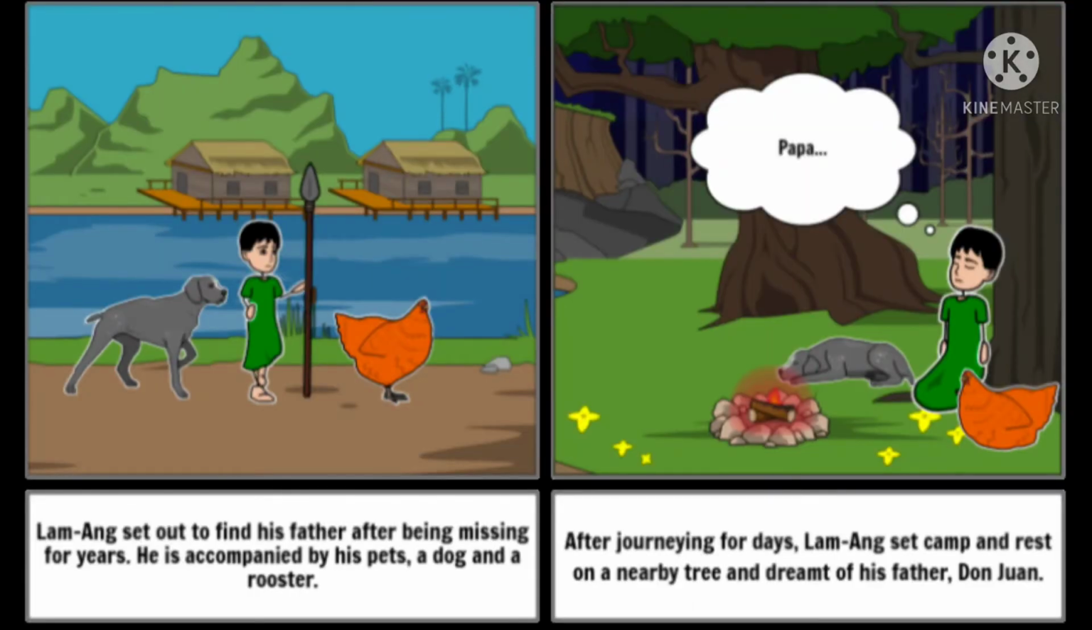Lamang set out to find his father after being missing for years. He is accompanied by his pet, a gray dog, and his rooster. During his exhausting journey, he rested for a while and set a camp. He fell asleep and he had a bad dream about his father's head being stuck on a pole by the egret.